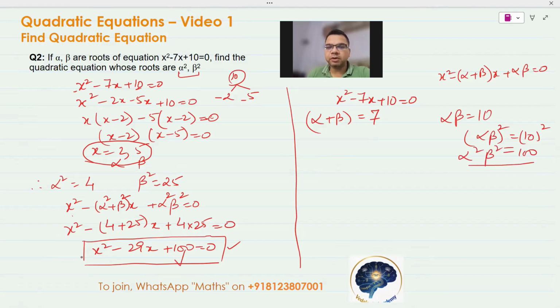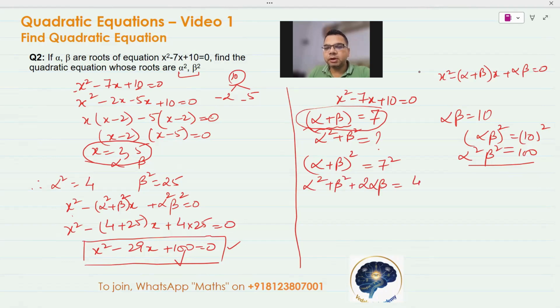For finding alpha square plus beta square, because I have to find out the sum as well, what I'll do is I have to square alpha plus beta equals to 7 on both the sides, and that's the only way I can find out alpha square plus beta square, because this is what I have to find out. Okay, so let's see. Alpha plus beta whole square equals to 7 square. Now when I open it, it becomes alpha square plus beta square plus 2 alpha beta equals to 7 square, which is 49. And if you see, alpha beta is nothing but 10.